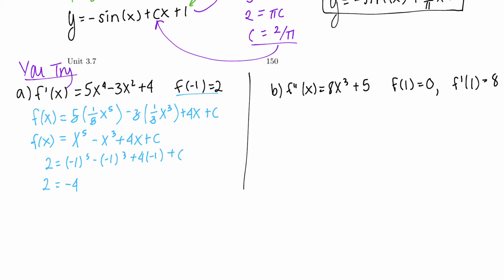Minus 4 is plus c. So we get c equal to 6. And then our final answer, because we don't just want the constant, you want to come back and plug it right back in here. You get x to the 5th minus x cubed plus 4x plus 6.